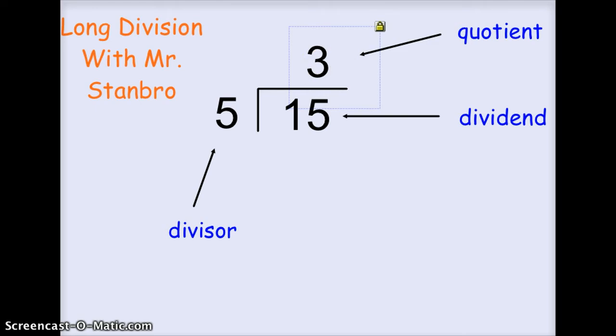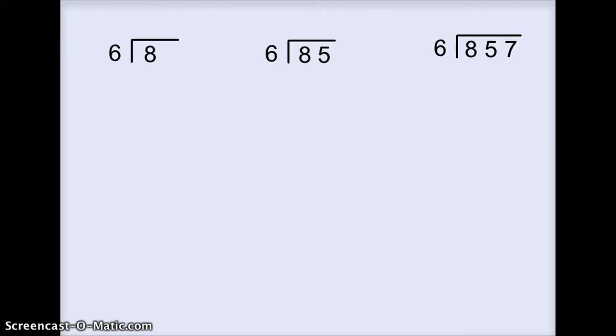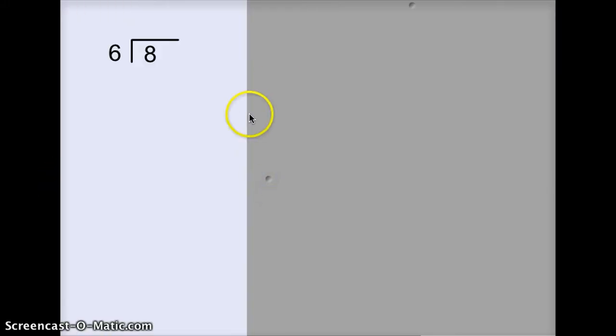Once you understand that, you're ready to move on to the next step. We're going to be doing 3 problems. We're going to do 8 divided by 6, 85 divided by 6, and then 857 divided by 6. So let's start with 8 divided by 6 first. What we're going to do, let's blur out those other problems so it doesn't confuse us.